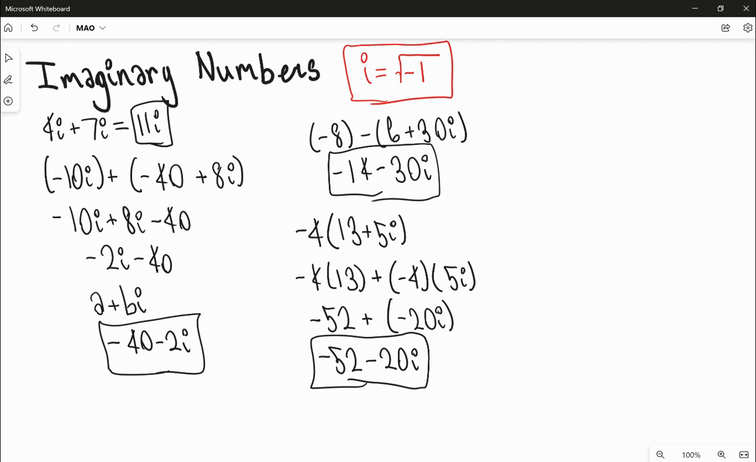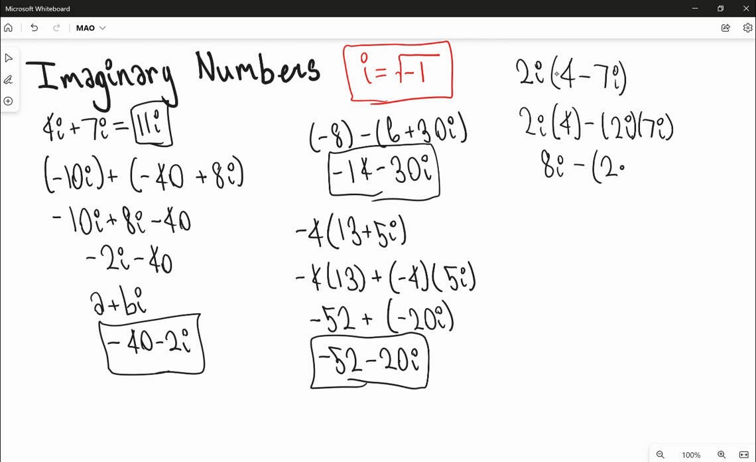Let's do one where you multiply with i on the outside. 2i times 4 minus 7i. So you distribute that 2i in, so you get 2i times 4 minus 2i times 7i. So when you do that, you get 8i minus, well, 2 times 7 times i.